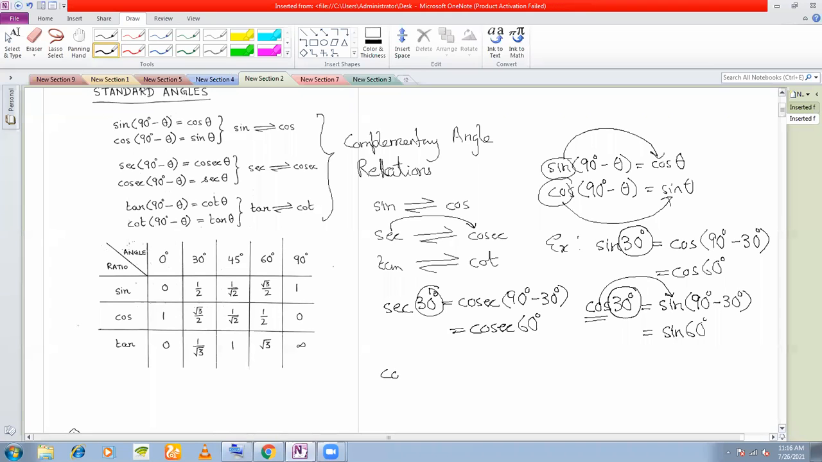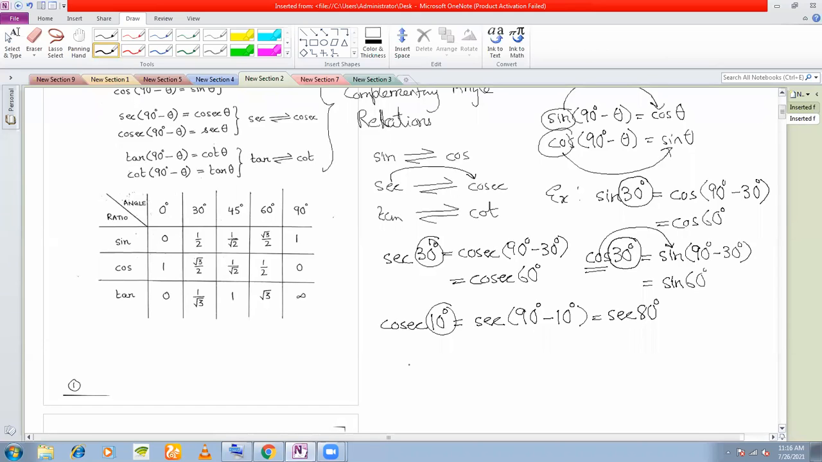Suppose I want to change cosec to a sec. How will I change? Sec, and this angle here I will subtract from 90. Now is it clear? Is it clear to everyone?